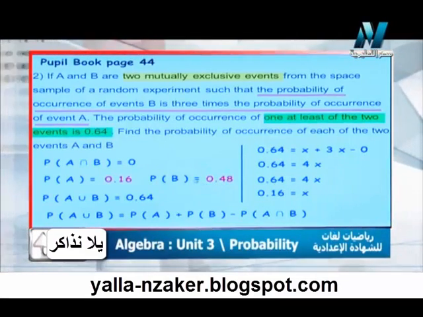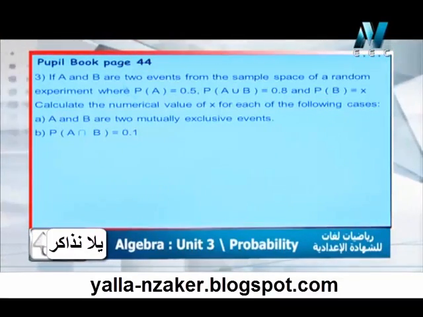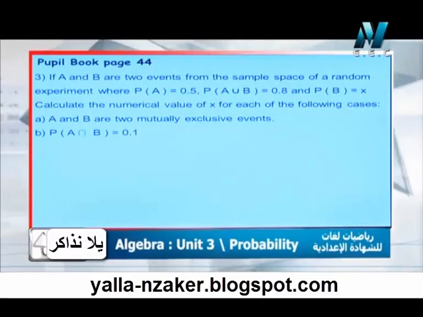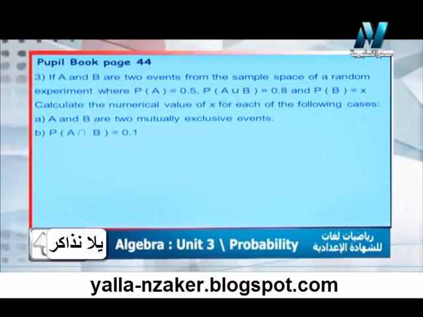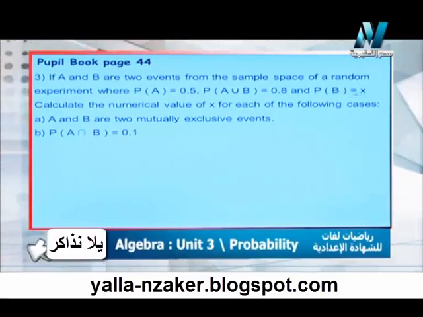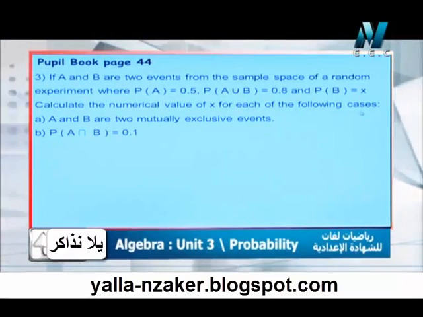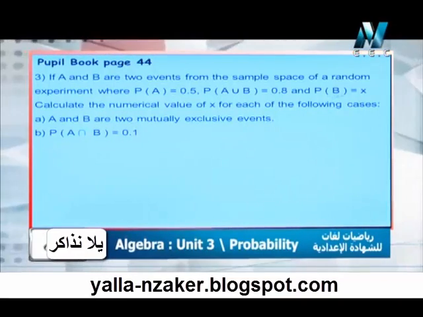Another question, which is question number 3. If A and B are two events from the sample space of a random experiment and the probability of A is 0.5, the probability of A union B is 0.8 and the probability of B equals x. Calculate the numerical value of x for each of the following cases. A and B are two mutually exclusive events. I want the probability of B.